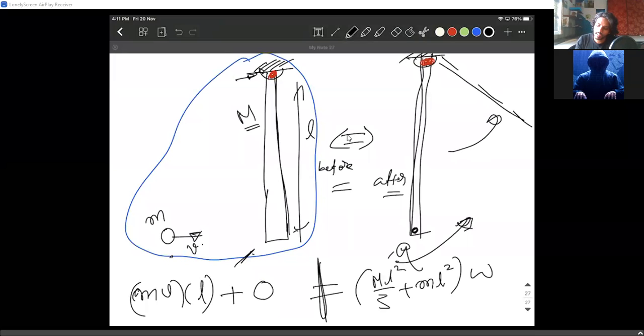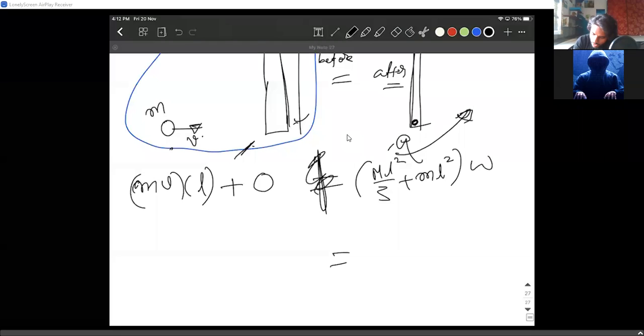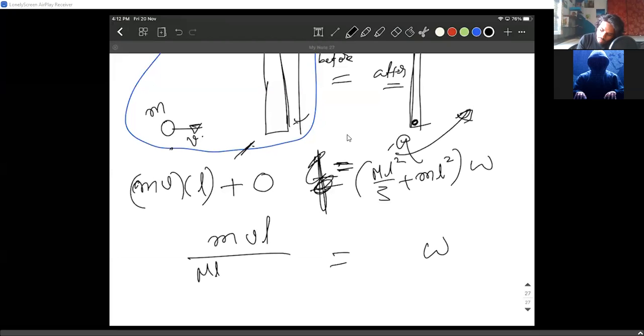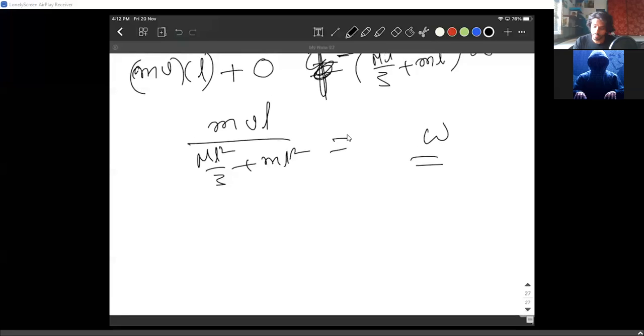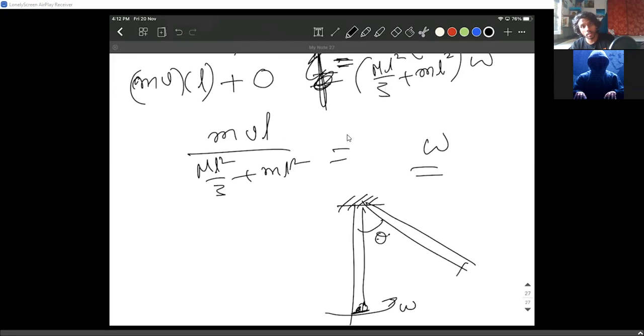So I simply equate these two and I find the angular velocity as, this is not equal, okay, this is equal. Angular velocity is basically mvl by ml square by 3 plus ml square. Now, once you find the angular velocity, you can use the conservation of energy. We've just done that in a problem yesterday itself. It has some angular velocity omega. How high can it go? To what angle can it actually go with the angular velocity? We can definitely do that.